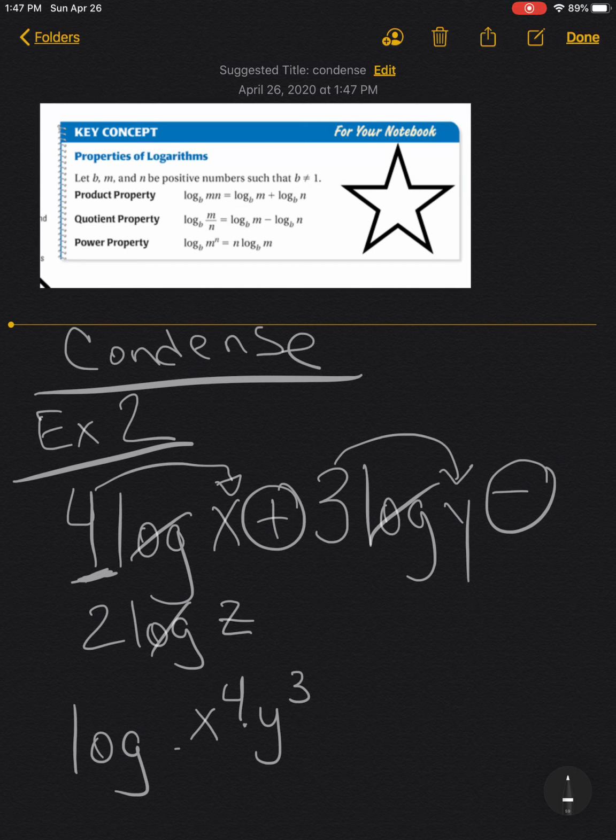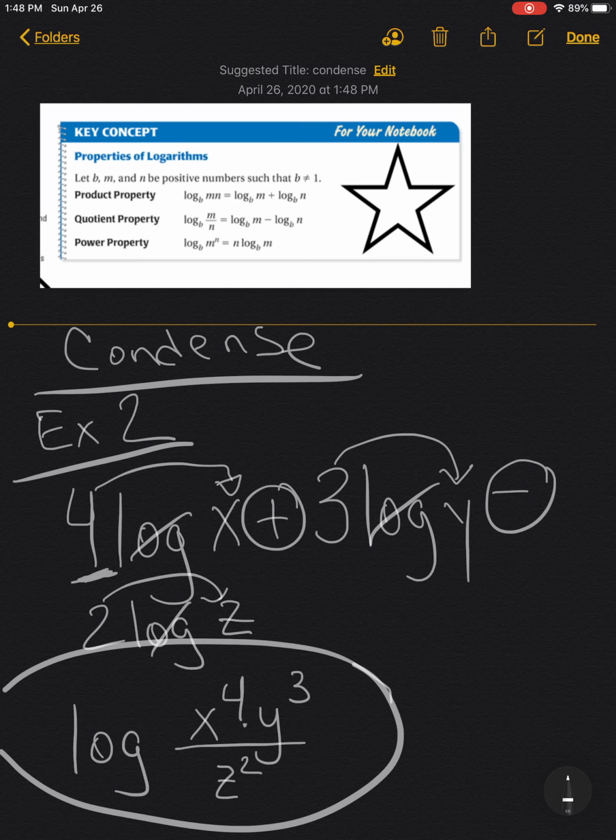Subtraction. What does subtraction mean? It means division. And then z squared. And that's it. That is how you condense. And again, that's really the hardest it gets.